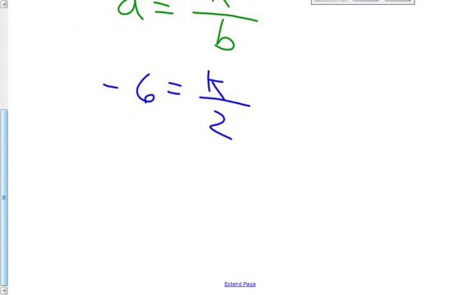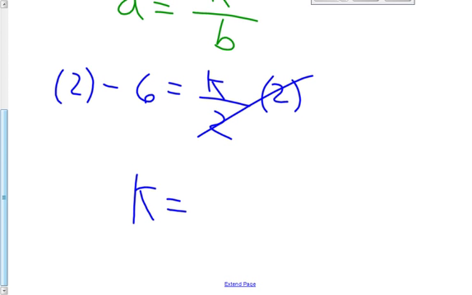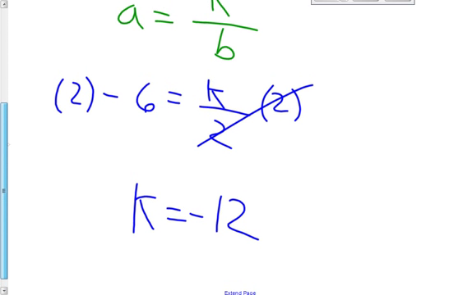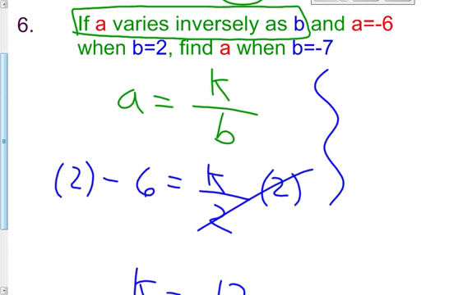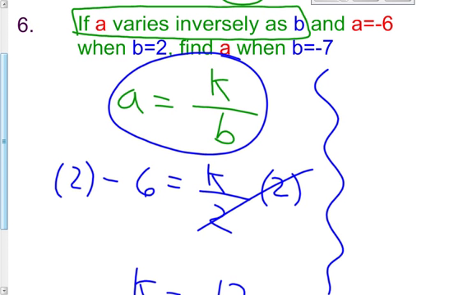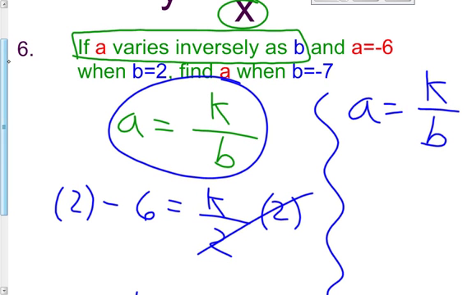Let's find our constant of variation. Multiplying both sides by 2, we get K to be a negative 12. So once we know that, if we know that A equals K over B, and we found what our constant of variation is, it's a negative 12, A equals a negative 12 over B.